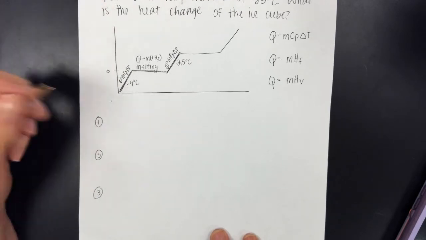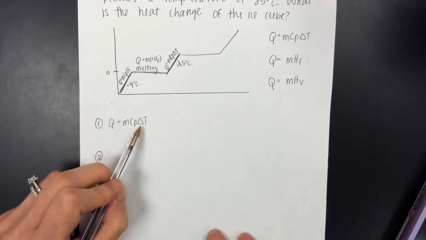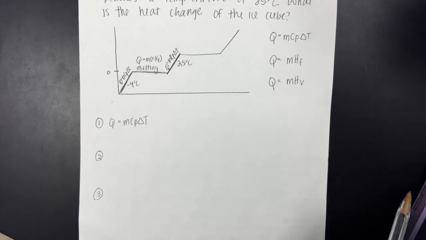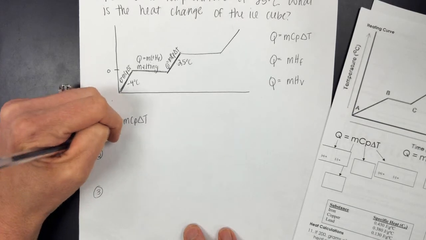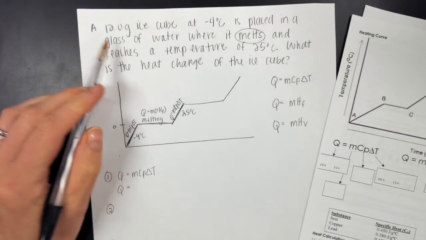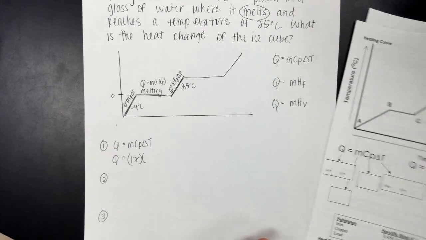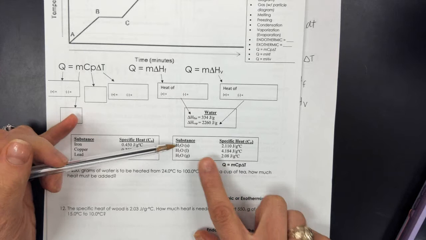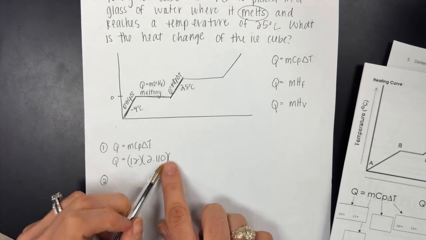Okay, so my first equation, Q equals mass times specific heat times the ΔT. I am going to pull up these charts that I have in another packet. Okay, so Q we don't know, we're solving for. Mass, it told me in my problem, 12 grams. Specific heat of water. Okay, so I have several specific heats here. And for water, I'm going to pick water as a solid. So 2.110 times my change in temperature.